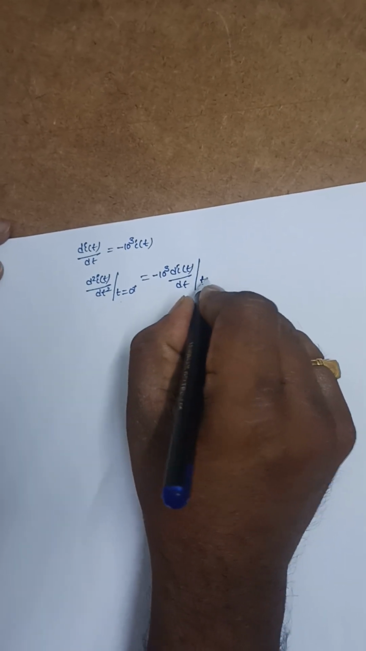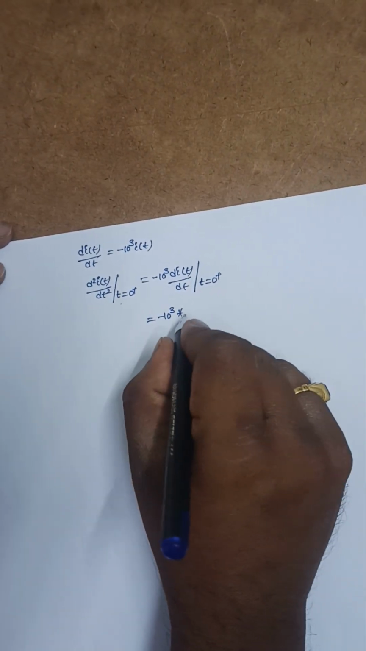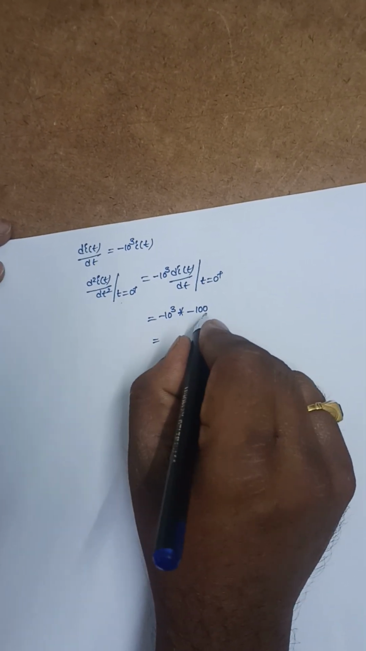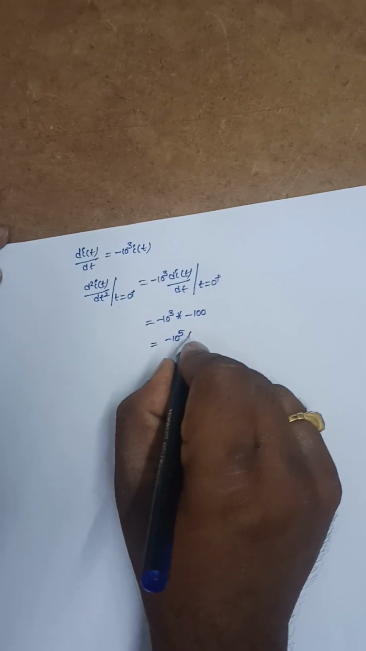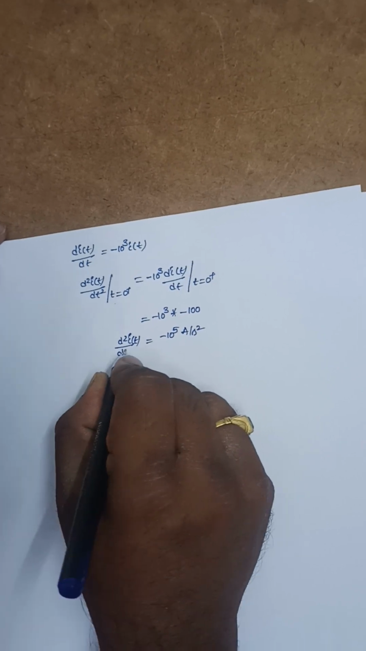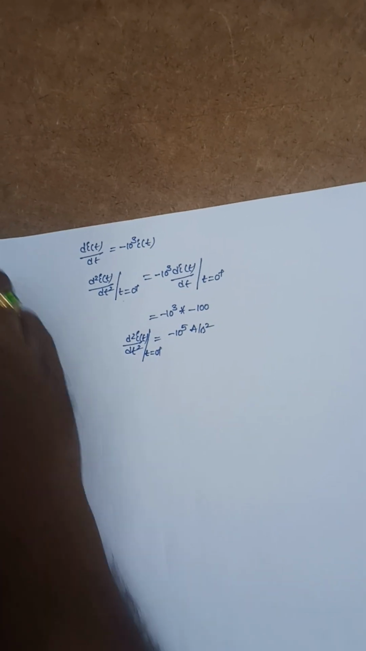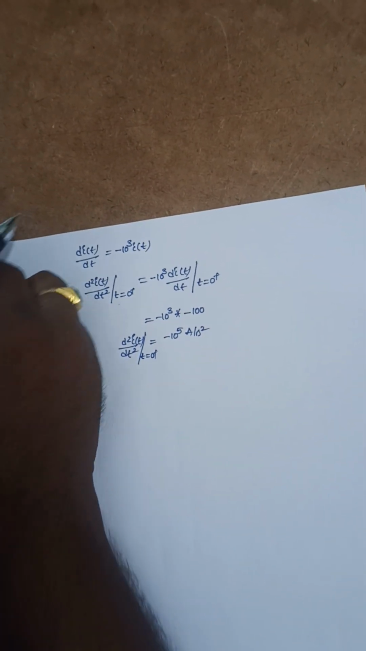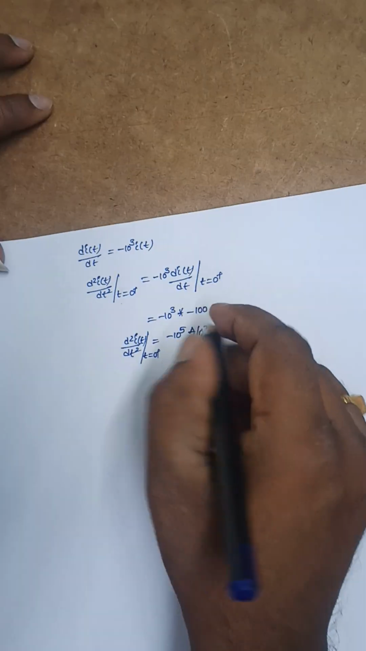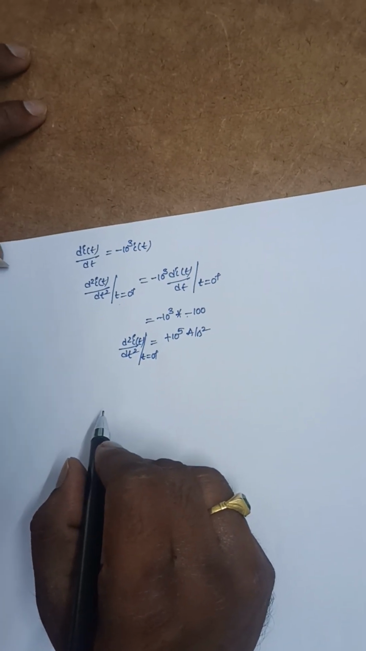I am calculating here at t is equal to 0 plus. So minus 10 cube into di by dt, which I just now calculated as minus 100 amperes per second. So it is minus 10 cube into minus 10 square. Minus into minus is plus here, so d square I of t by dt square at t is equal to 0 plus is 10 power 5 ampere per second square.